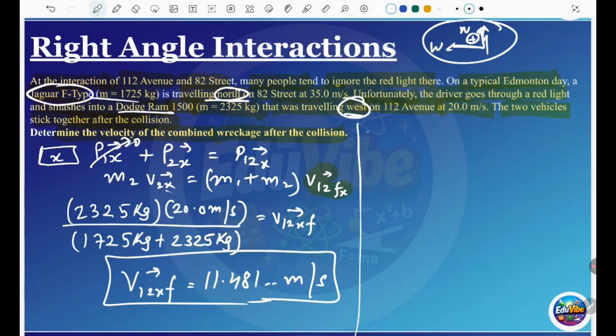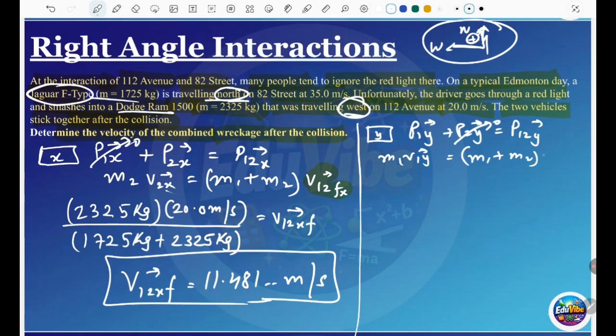Now we have to find the y component. For the y component, the formula remains the same, but x is now converted into y. So it's p1y plus p2y is equal to p12y. Now our p1y is in the north direction, which is the y direction, so it stays, but p2y goes out because this is in the x direction. So now m1 v1y is equal to the combined mass times the combined velocity.